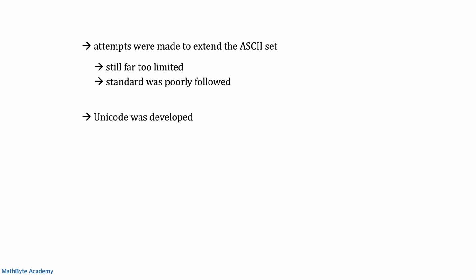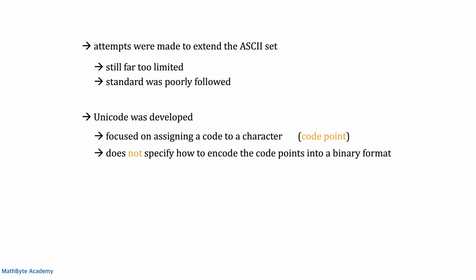And so Unicode was born, and it was focused on assigning a code to a character, and that's called a code point. And that does not specify how to encode the code points into a binary format. Remember that ASCII had both. ASCII was defining a code for a character and the encoding format, saying you will use 7 bits and then you break this up into 7 bits in your data stream. Unicode doesn't do that. Unicode is really just assigning a code to a character.